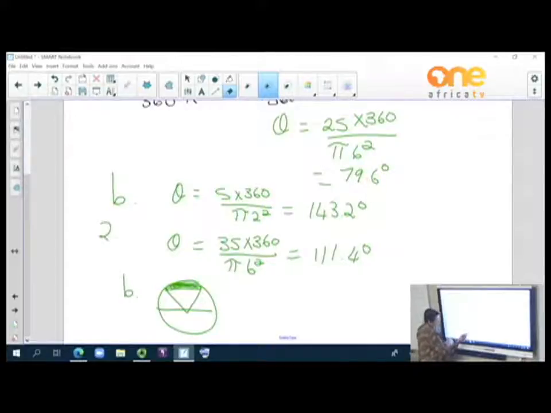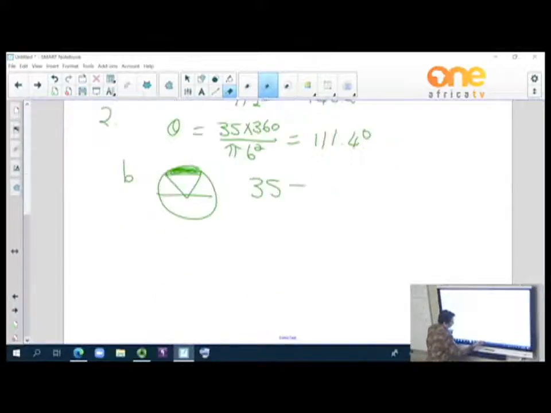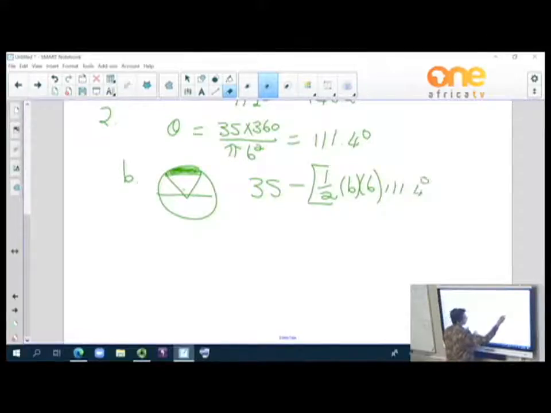So what we can do is to take this big area, which they gave you as 35, and then you minus the triangle. And the triangle is any triangle, so it will be half bc sine A. You need to know that formula. Seems to me that some of you don't even know about it. So it is then 6 times 6. And what is the angle? This angle that we have here, 111.4 degrees.